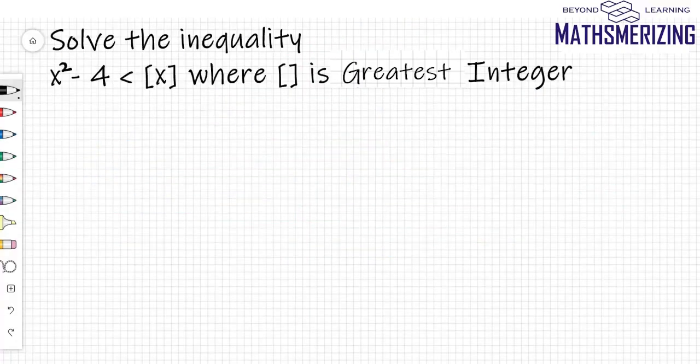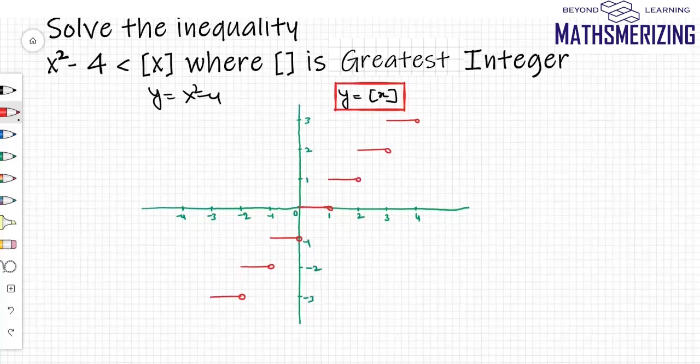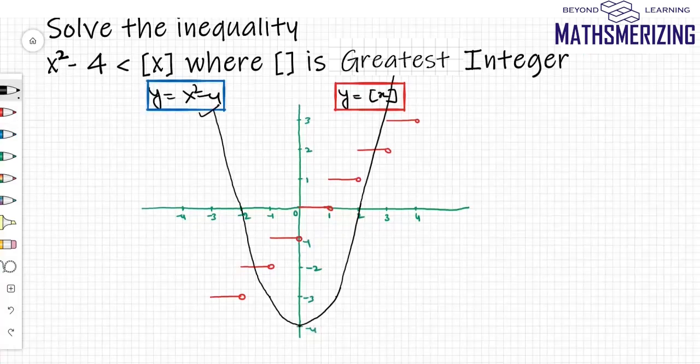So this equation will have two solutions when a is greater than 2. So the question is, solve the inequality x square minus 4 is less than greatest integer function of x. Now what I'll do is, I'll draw the graph of y equals x square minus 4, and I'll draw the graph of y equals greatest integer function of x. So first I'll draw the graph of greatest integer function of x. And then I'll draw the graph of y equals x square minus 4. Now that is the graph of y equals x square minus 4.